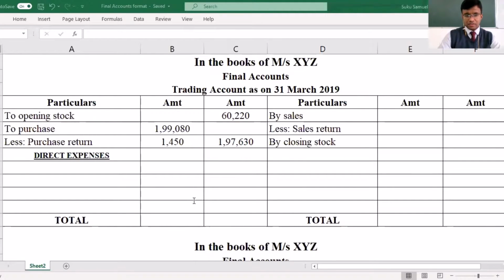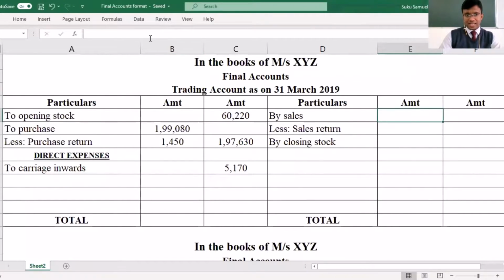Now to this, we have to factor all our direct expenses. The only direct expense that we have is carriage inwards, and the carriage inward is 5,170. So that we have considered. Any other direct expenses that we have? We do not have any other direct expenses given to us in this question, so we can move on.